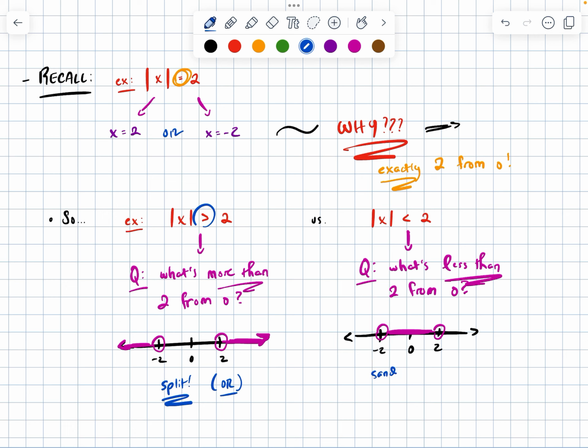This, of course, means that when I see a less than symbol or a less than or equal to symbol, graphically, that's going to give me an and statement, which visually corresponds to my sandwich. Cool. So if I'm greater than, I need to be farther from 0, or in other words, on the outsides, my split. If the absolute value is less than, then I need the stuff closer than the 2 and the negative 2.